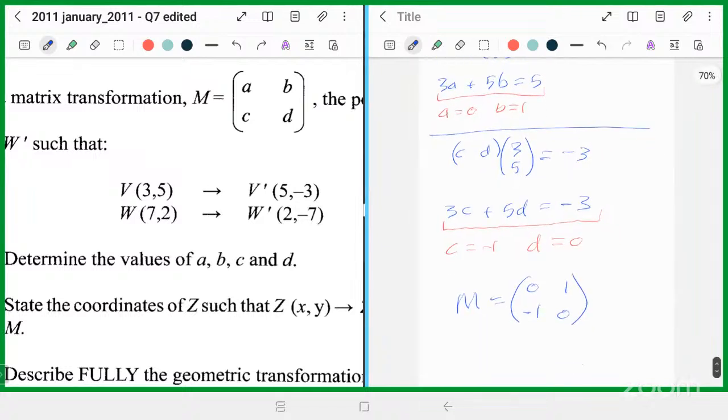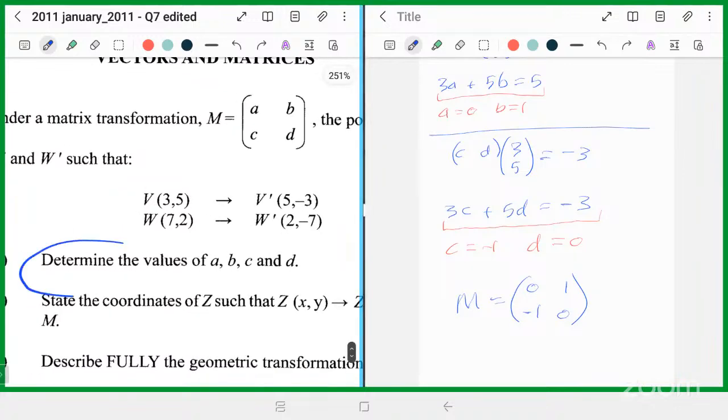That's a 90-degree clockwise rotation about the origin, if they ask you for it. You have to know the matrix is on site. That's a 90-degree clockwise rotation about the origin. That matrix right here. We're not going to study them and know them. The question is a bit easy. So we have determined the values for A, B, C, and D in the first part.